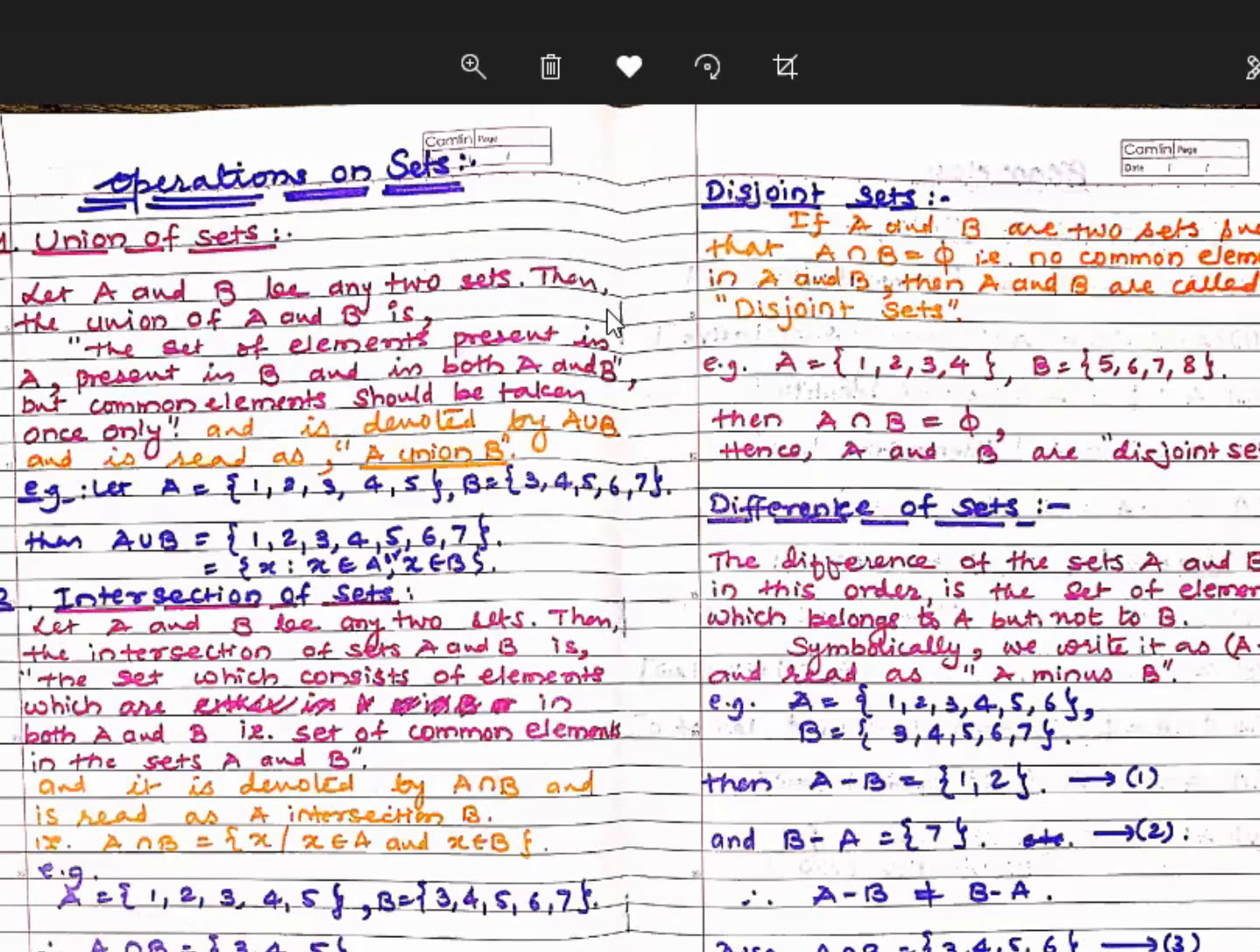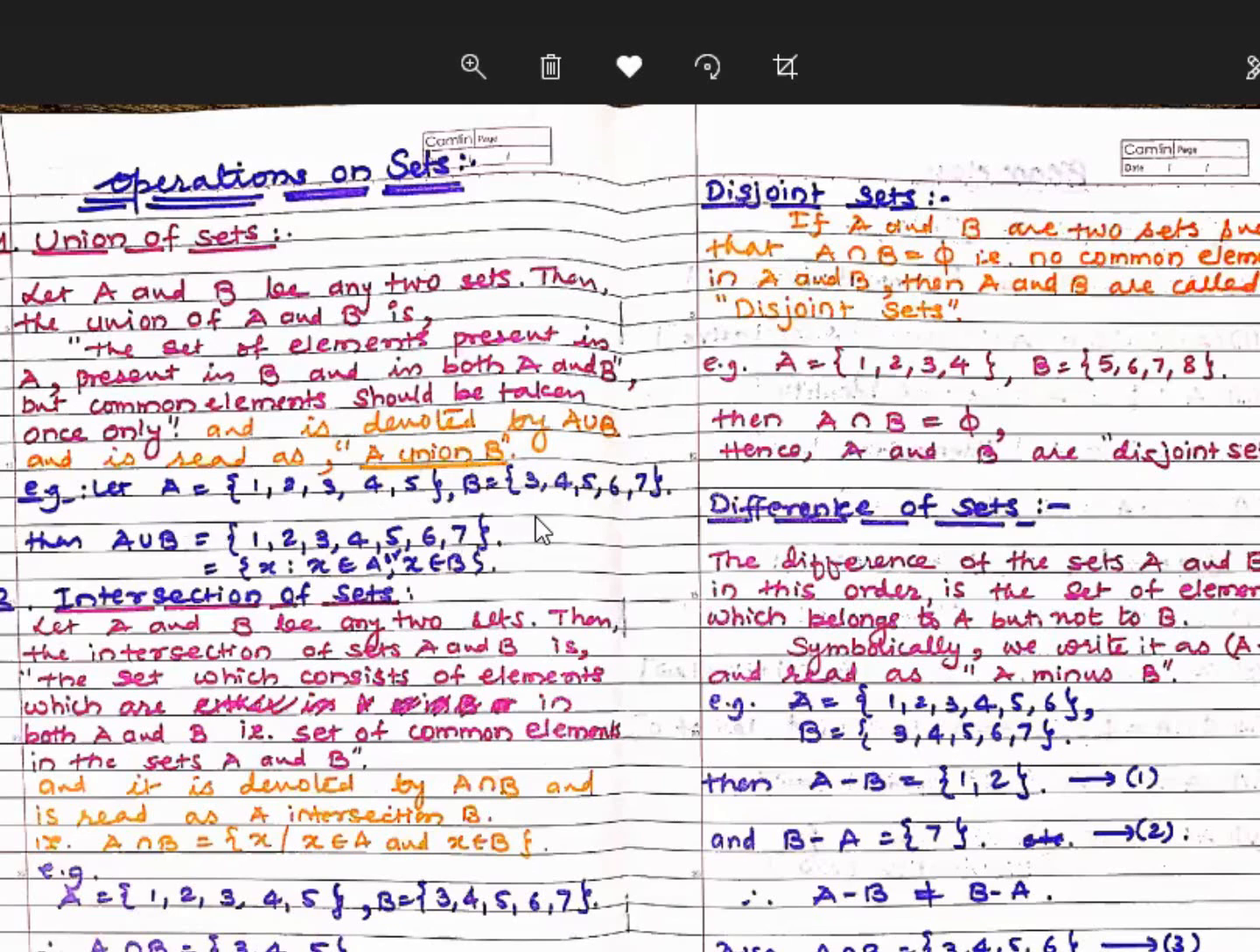Even if some elements are present in both the sets A and B, in that case we need to take those repeated elements only once. So that gives us the union of two sets. The symbolic notation for it is A union B, and we read it in the same way, that is A union B, or union of the sets A and B. So let's see an example for this.